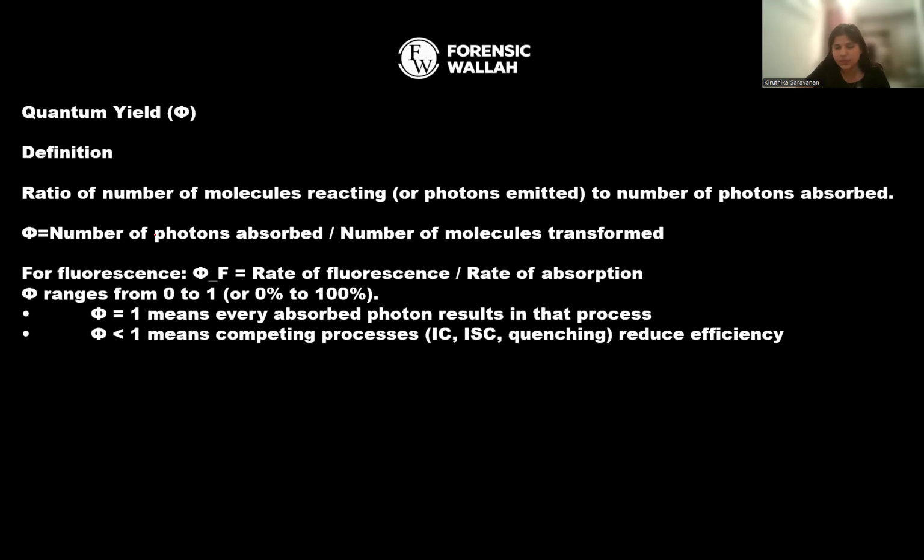That is quantum yield. In case of fluorescence, the rate of fluorescence is divided by the rate of absorption. Quantum yield ranges from 0 to 1. So Φ equal to 1 means that every absorbed photon results in that process only. If Φ is lesser than 1, it means there is a competing process, like internal conversion or intersystem crossing, which will reduce the efficiency of that particular process. That is about quantum yield.